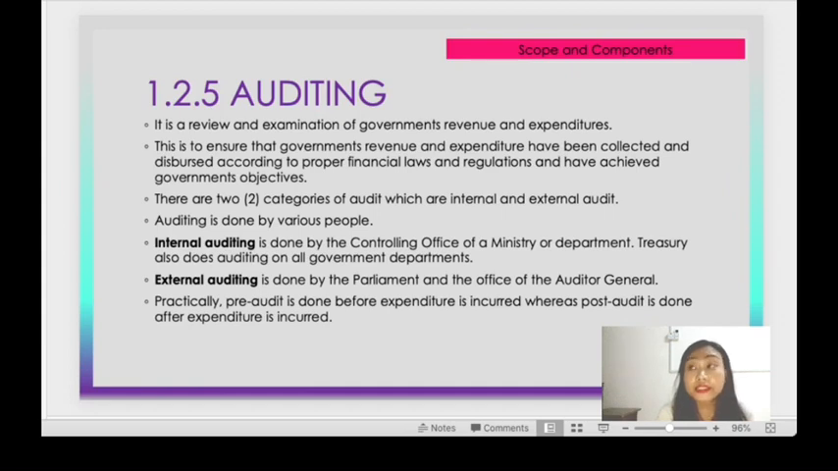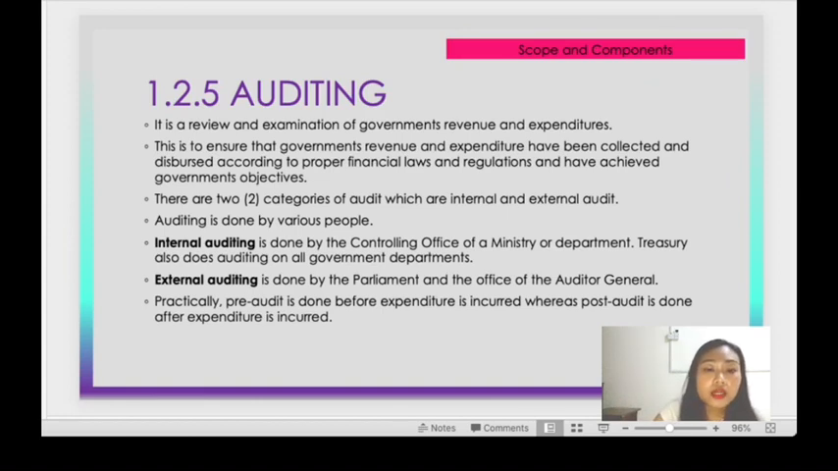So it's actually an assessment, something like an assessment to evaluate. So auditing is to ensure that government's revenue and expenditure have been collected and disbursed according to proper financial laws and regulations and have achieved government's objectives.